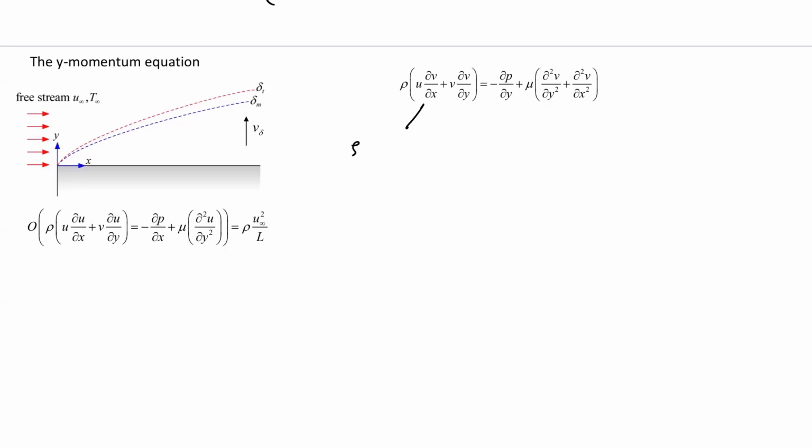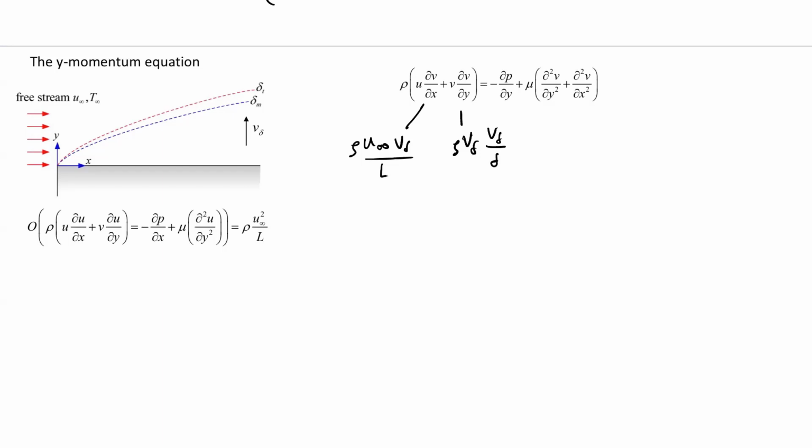We have rho, we have u infinity, right? U is going to be on the order of u infinity. And then what's this dv dx? v is the y component of velocity here, so that's going to be our v sub delta. And then dx in this case is going to be L, that's the x length scale. Okay, second term is going to be rho v delta again. And then dv dy, that's v delta divided by, what's our y? Well, it's delta, the boundary layer thickness. So that's the order of that equation.